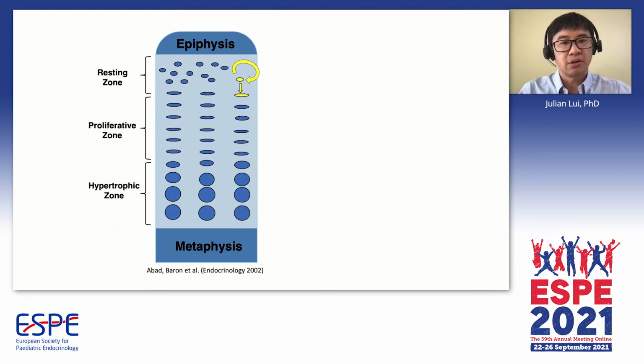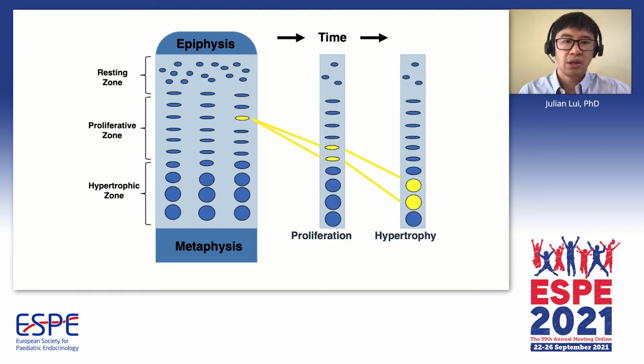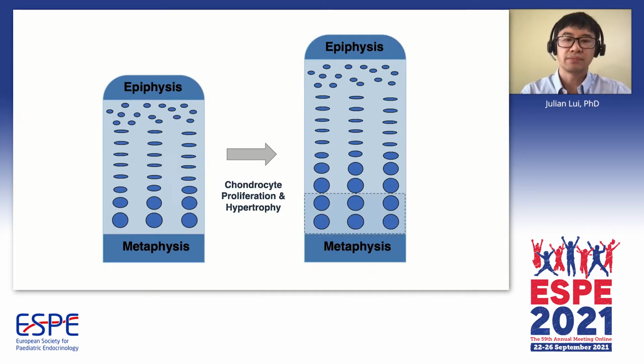Chondrocytes in the resting zone are stem cells or progenitor cells that can self-renew and also give rise to new clones of proliferative chondrocytes. These chondrocytes in the proliferative zone are then arranged in columns that are parallel to the long axis of the bone. As they divide rapidly, they also gradually move down the column. As they get toward the bottom of the column, they stop dividing and start to undergo hypertrophy.